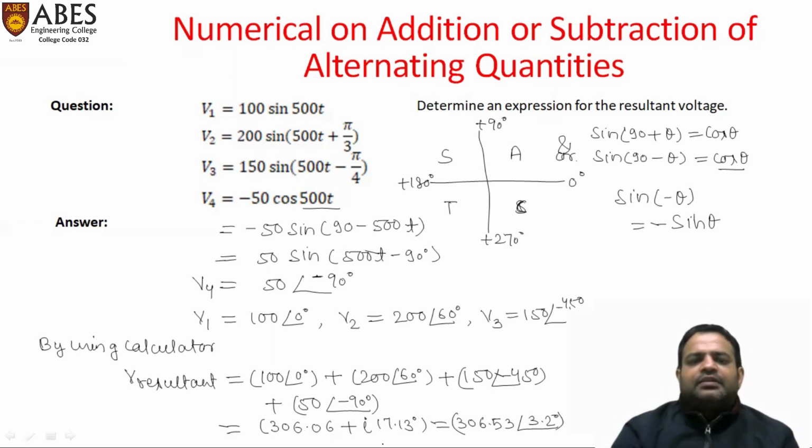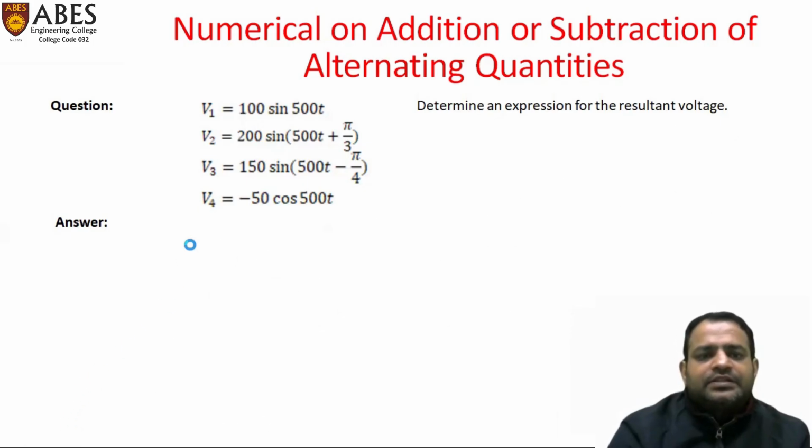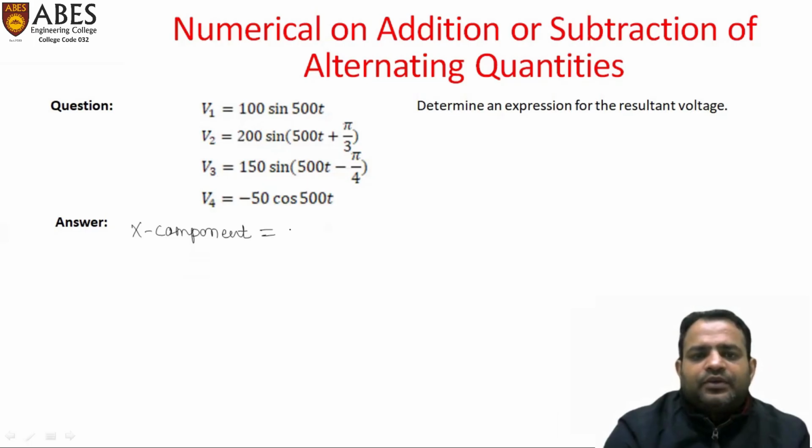So this is the method where we are using the calculator only. But in examination, this is the cross-check method. In actual, we are taking the x and y components of these vectors and adding each other. Now, what is the y component? Taking the magnitude with the sine function: 100 sine 0 degree plus 200 sine 60 degree.